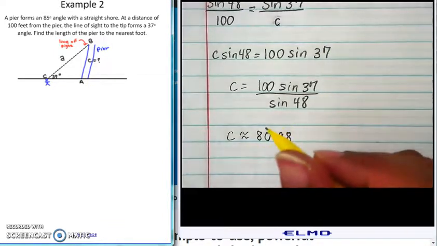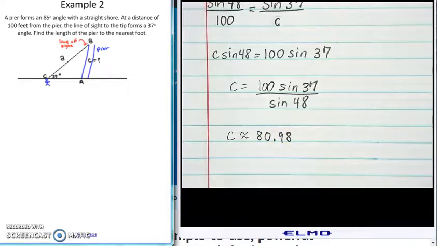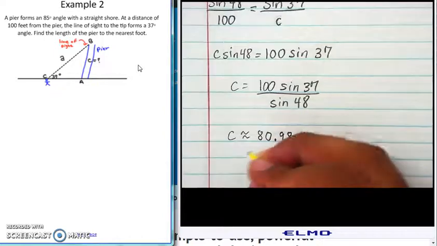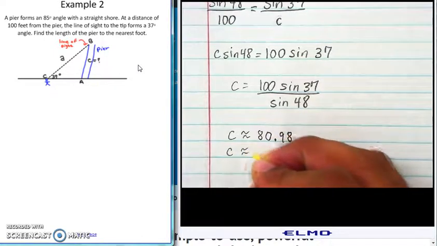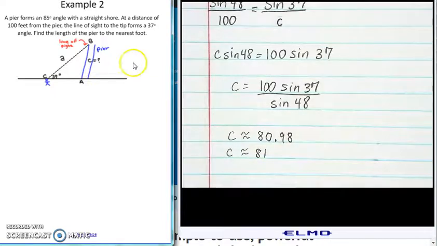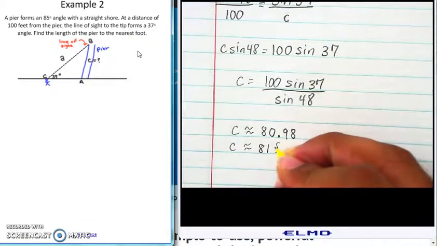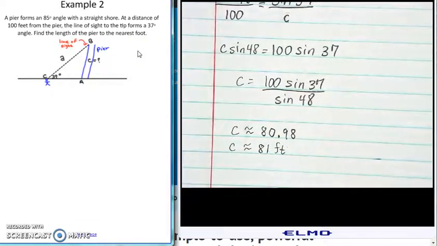And here, because we need to round to the nearest foot, we need to round this to a whole number. So this is going to be approximately 81, and the units is feet, so 81 feet. And again, the important part is to make sure that you have the units there. If not, we're going to either take points off or I'm going to just mark it wrong. So make sure you have the units. It's vital, very vital. That's example 2.